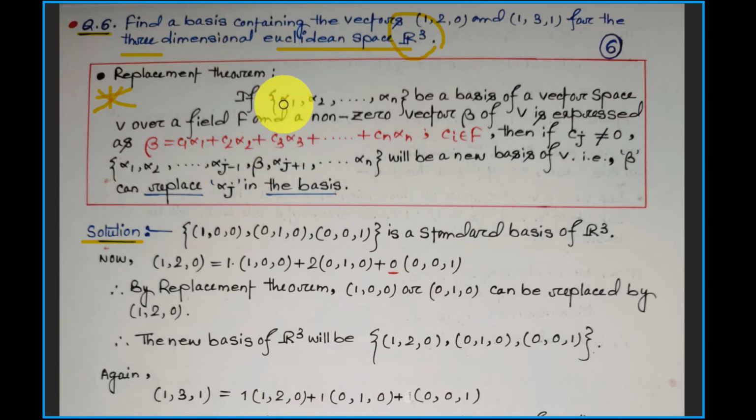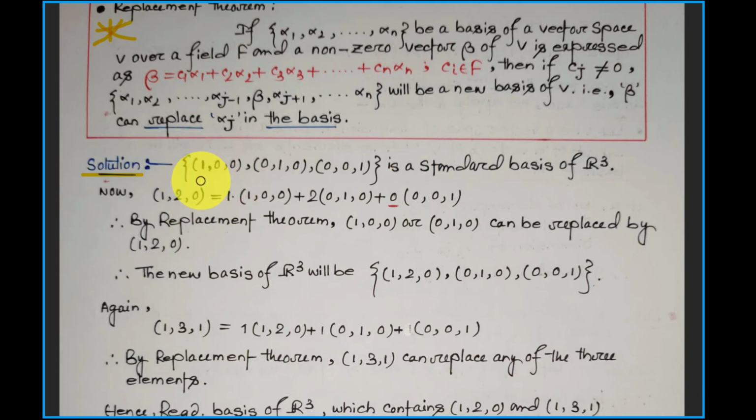Suppose this is our basis, and capital V is a vector space. As this is our basis, any element of V, let us say beta, can be expressed as a linear combination of these elements in this way. Now beta can replace any one of them, meaning beta can replace alpha 1 or alpha 2 or alpha 3, provided the coefficient is not equal to 0. If C1 is not equal to 0, then beta will replace alpha 1 to form a new basis. If the coefficient of alpha 2, that is C2, is not equal to 0, then beta can replace alpha 2 to form a new basis like this. Okay, so come to the solution.